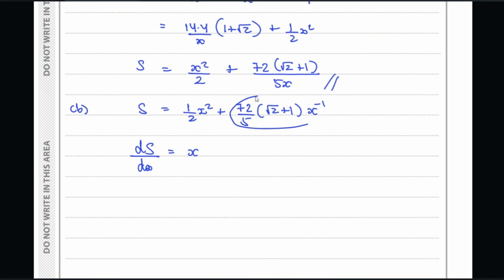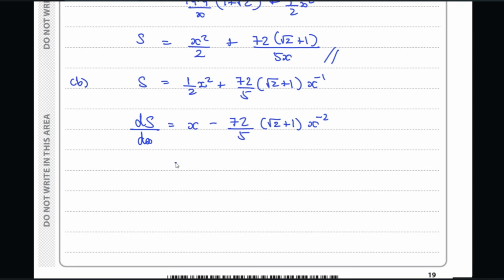When we differentiate the second term, if we look at the x value, the power is minus 1. So we have to send this power in front, so that becomes minus. We leave the coefficient as it is, and then we have to subtract 1 from the power. So the power becomes x to the power minus 2. And that is ds by dx. We could also rewrite this into x minus 72 bracket root 2 plus 1 divided by 5x squared.